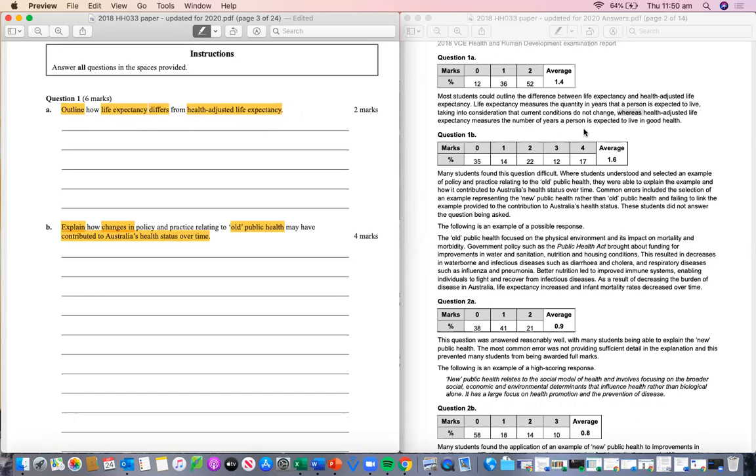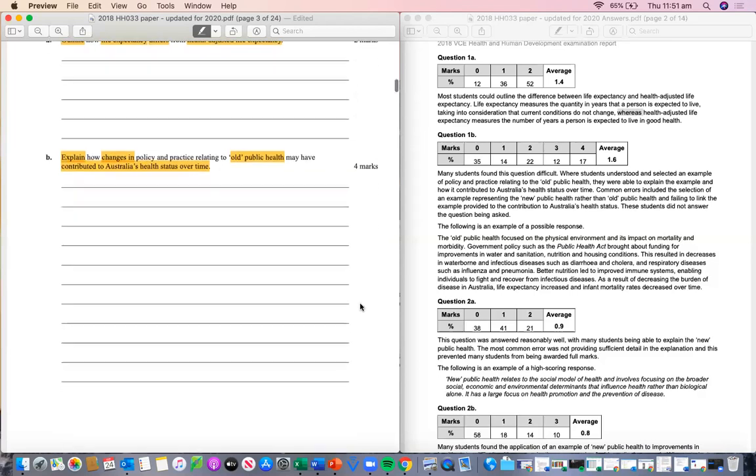So for this example, the response says that life expectancy measures quantity in years that a person is expected to live, whereas health-adjusted life expectancy measures the number of years a person is expected to live in good health. To achieve full marks, the key thing, and what we've noticed from our previous SACs, is that if it's asking for a difference, differs, compare and contrast, and so forth, you need to have that statement there as 'whereas', 'in contrast to', anything along those lines. As you can see here, I've already done the breakdown. Nice and easy one to start with.